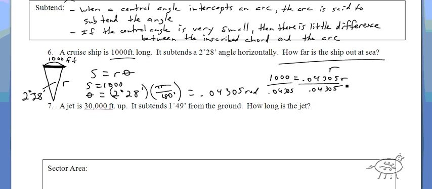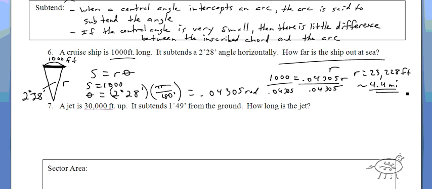0.04305. That's the best way to do it, as opposed to cutting off that decimal; keep it in your answer. So 1,000 divided by that answer, and you're going to get R comes out to be 23,228 feet, which is approximately 4.4 miles. Okay? Now this is the deal.